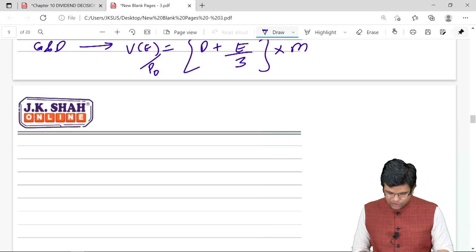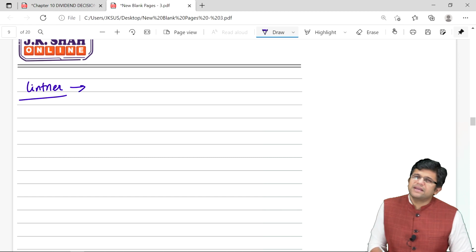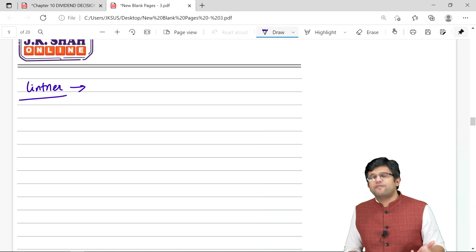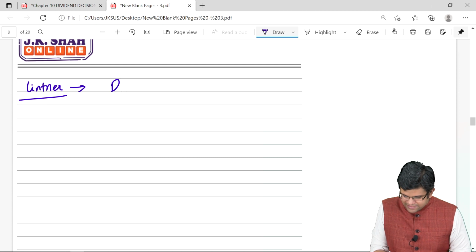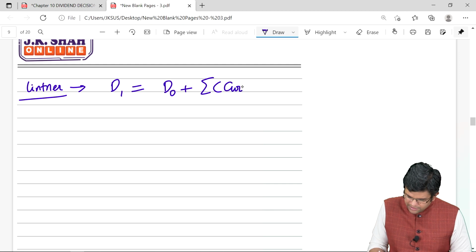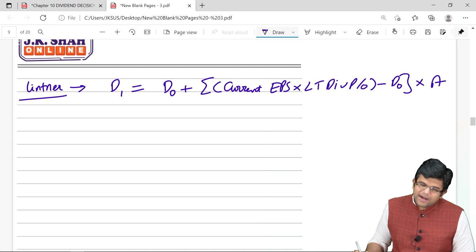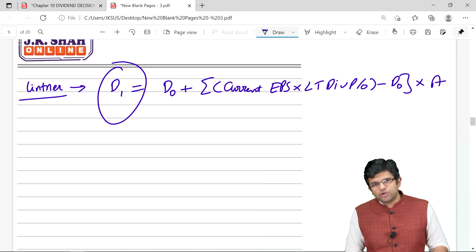Everybody clear? Then children, moving on, we have something called the Lintner model. Now Lintner, children, can I say, is a person who was not so concerned about valuing equity. He only gave a formula as to how much dividend you should give in the coming year, and therefore his formula is D1 is equal to D0 plus, current year EPS into the long-term target dividend payout ratio minus D0, the whole into adjustment rate. Children, using this formula he is telling you how much D1 you should give in the coming year.